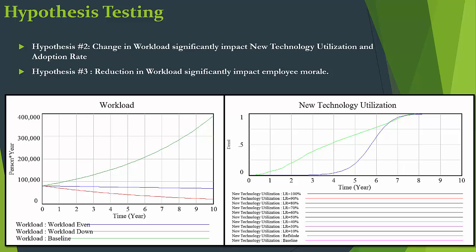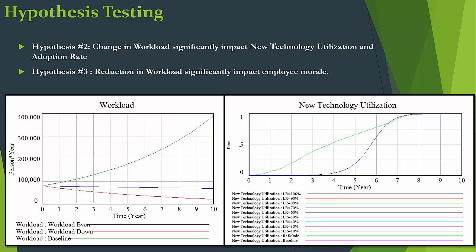Next are hypotheses number 2 and 3, which are that a change in the workload would impact the new technology utilization. You can see here that we have an increasing workload, which is our baseline. We have a pretty steady workload level here, and then we have a decreasing workload.